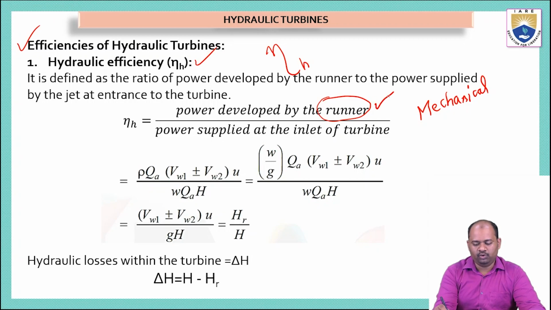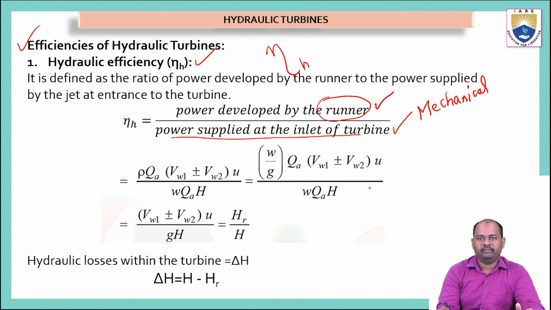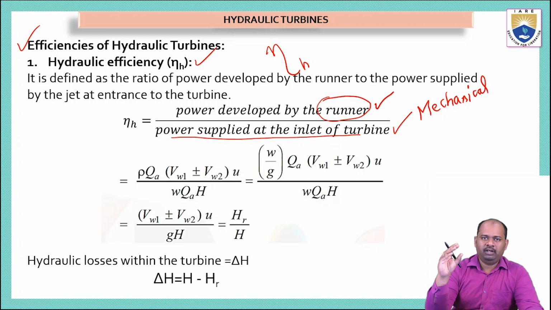So the power developed at the runner, which is due to the movement of the hydraulic turbine, is taken as the numerator. Then the power supplied at the inlet of the turbine, whatever power is supplied, like potential energy, kinetic energy, or a combination of the two, is taken in the denominator. So this ratio will give you the hydraulic efficiency. A simple way to understand it is power inside the runner over power outside the runner. This ratio is nothing but the hydraulic efficiency.